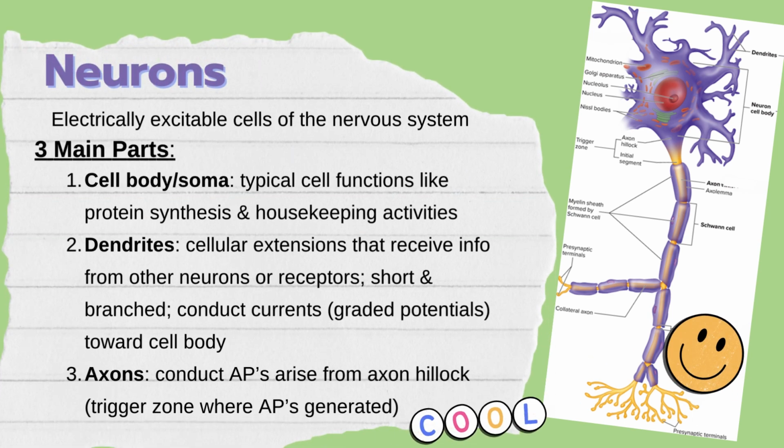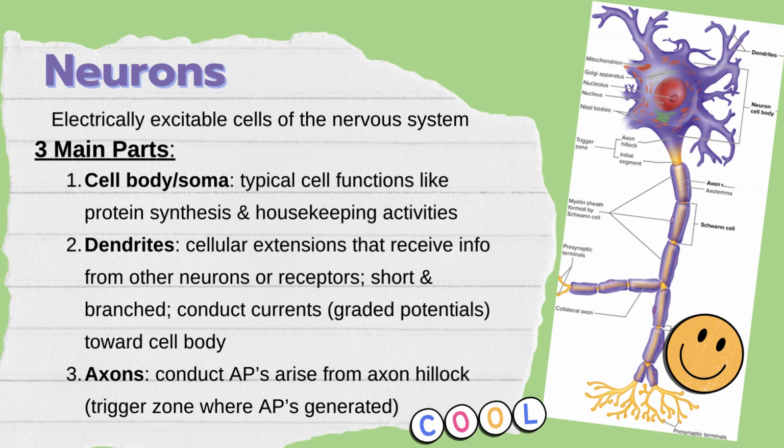Neurons are the electrically excitable cells of the nervous system. They are the ones that conduct action potentials. There are three main parts of a neuron. The cell body, or soma, performs typical cellular functions like protein synthesis and housekeeping activities.